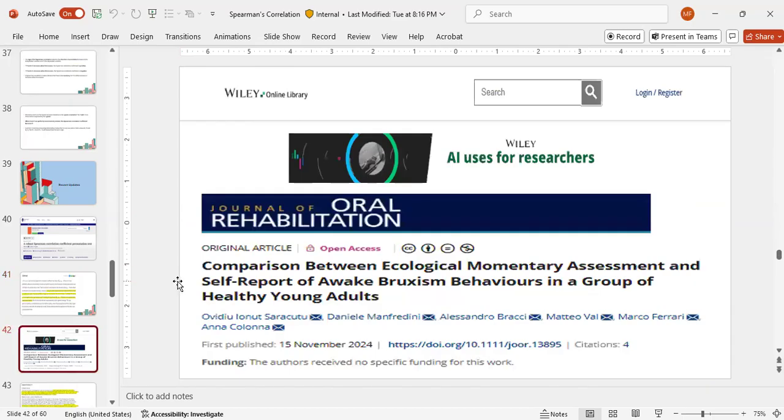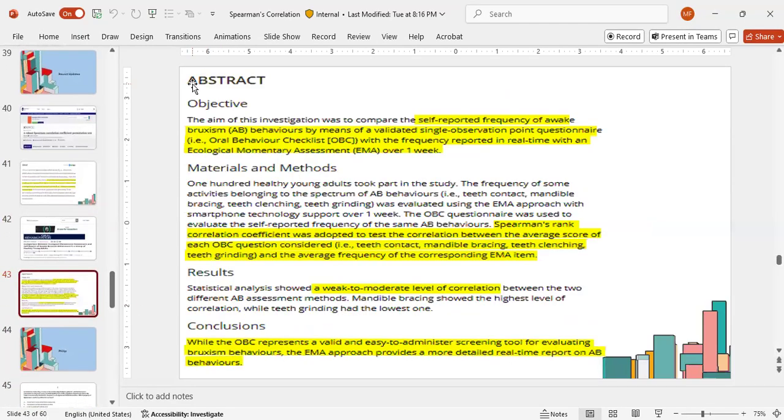The next update is a comparison between ecological momentary assessment and self-report of awake bruxism behavior in a group of healthy young adults. The objective of this study was to compare the self-reported frequency of awake bruxism behavior by means of a validated single observation point questionnaire with the frequency reported in real time with an ecological momentary assessment, EMA, over 1 week.